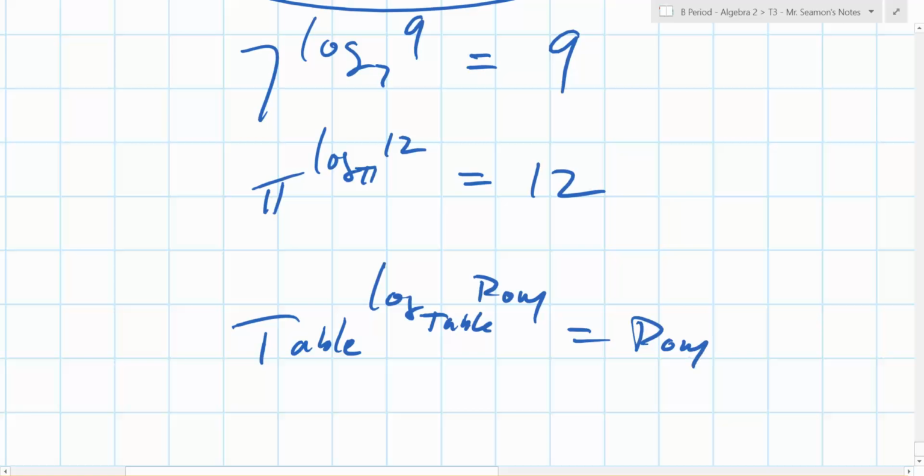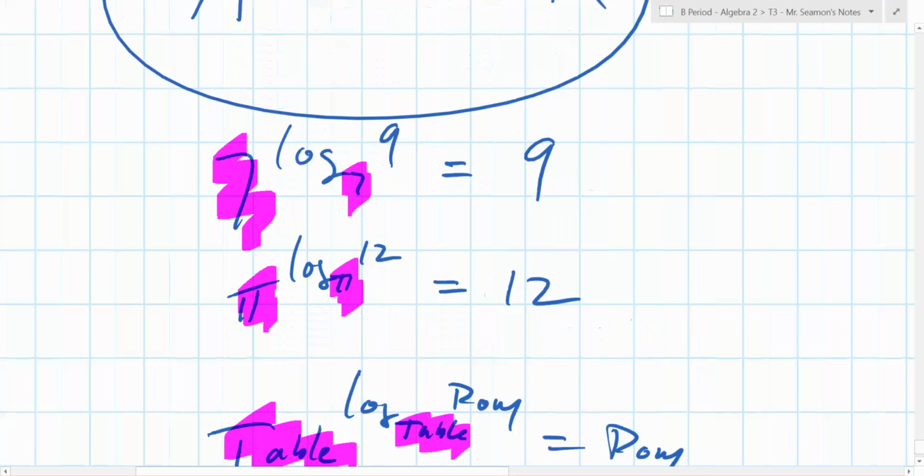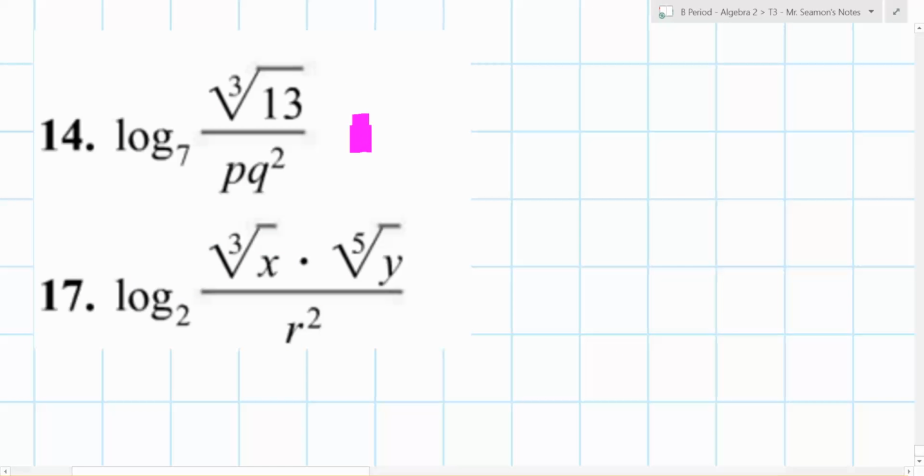But what's the key thing that has to be the same in each of these? The bases have to be the same. You see the bases are the same? The base of the exponent and the base of the logarithm. Exactly. So what do you have here?